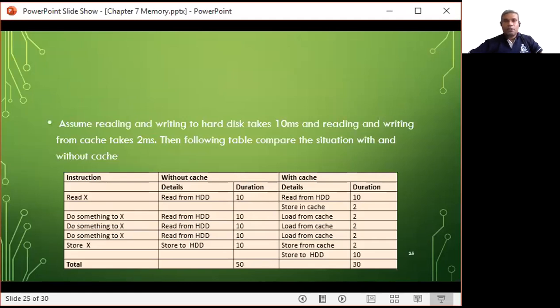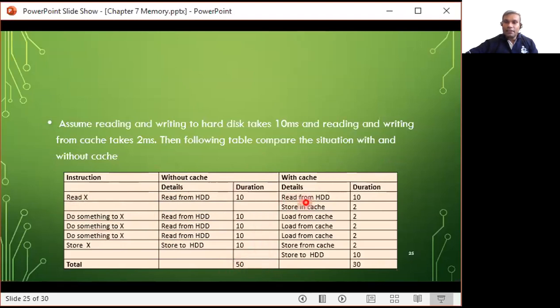Here's a small example of how the cache can increase the performance. Here are a set of instructions in the program. You read x, then you do something to x several times, and you store the variable x. This is the case when you don't have the cache, and this is the case when you do have the cache. When you don't have the cache, to read the value of x you need to get it from the hard disk or the RAM. It takes about 10 milliseconds or so. Every time you do it, you need to write it back to the RAM, which takes 10 milliseconds. So the total is 50.